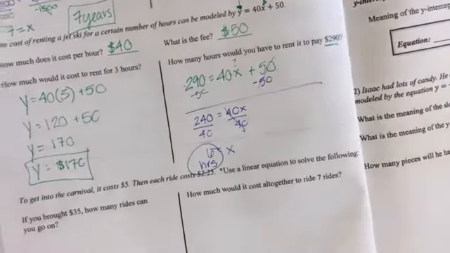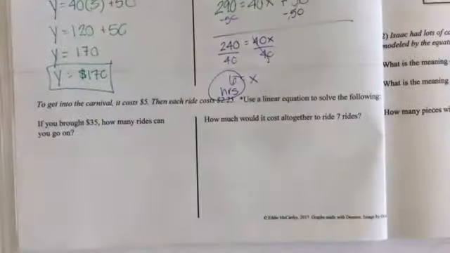Okay, our last question here, they do not give you the equation. It says to get into the carnival costs $5, each ride is $2.25. Use a linear equation to solve the following.